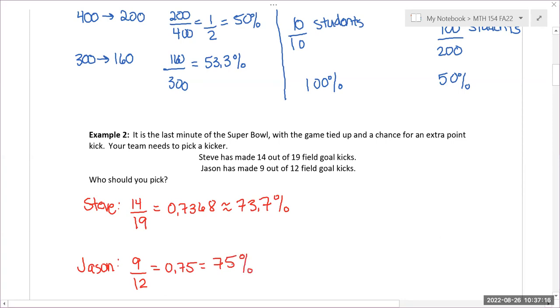So mathematically, you would want to pick Jason because he has a slightly higher rate. Now, if we take the math aside, you might want to pick Steve because he has more experience. You know, he's kicked 19, Jason's only kicked 12, but math-wise, you would pick Jason.